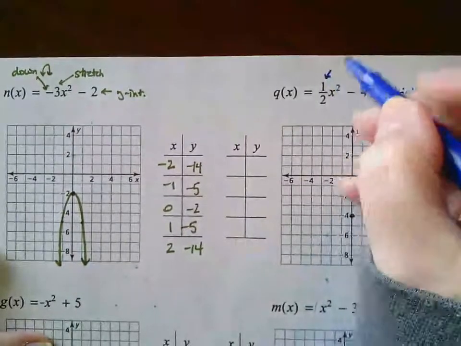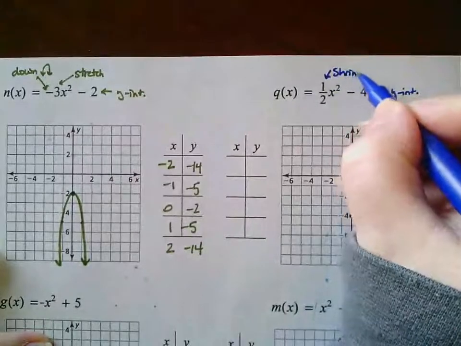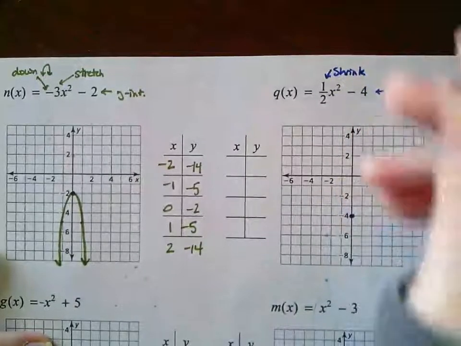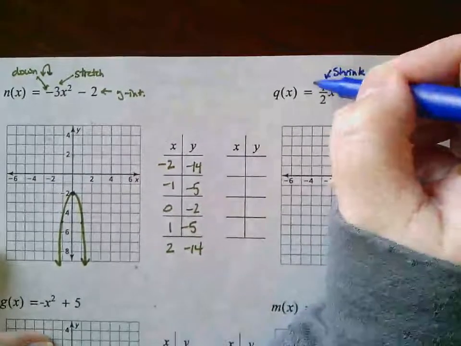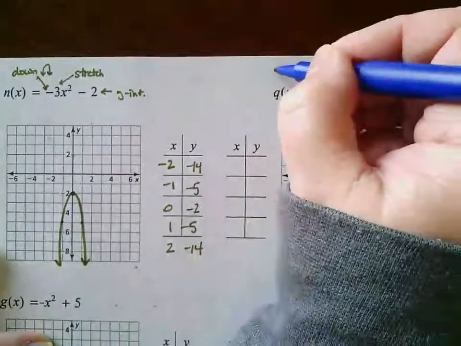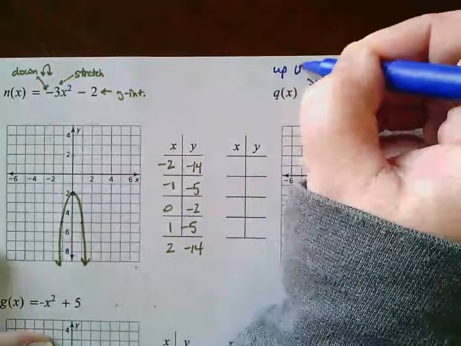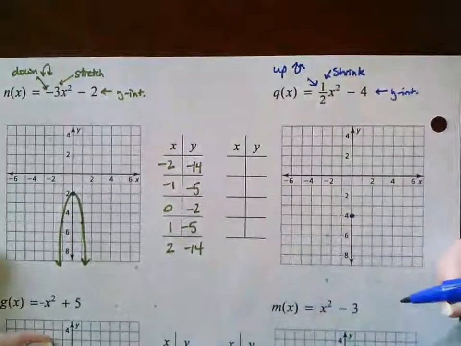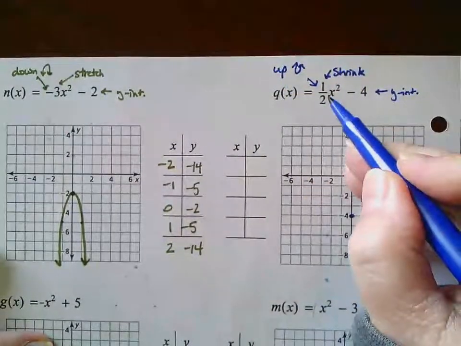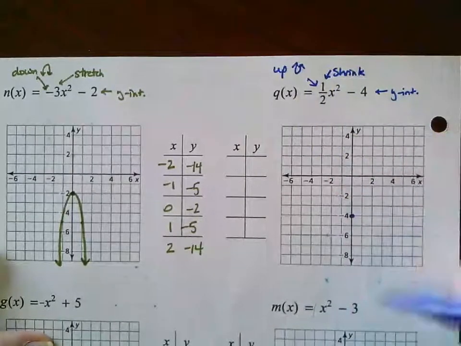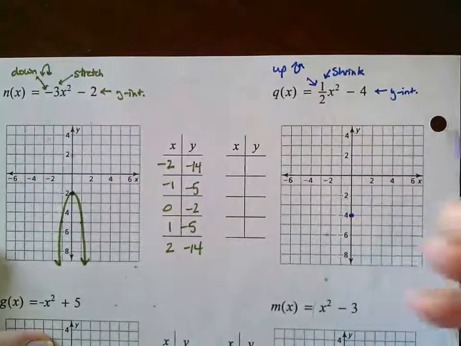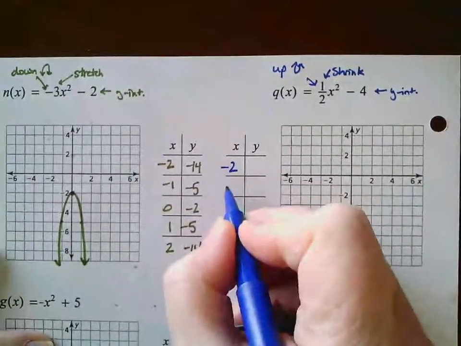This means it's going to be shrinking my graph, which means it's going to be very wide. And it's also going to be positive, so it's going to go up, and it's going to look something like that. So it's going to go up because it's positive, shrink because it's a fraction, it's less than 1, and this is my y-intercept.